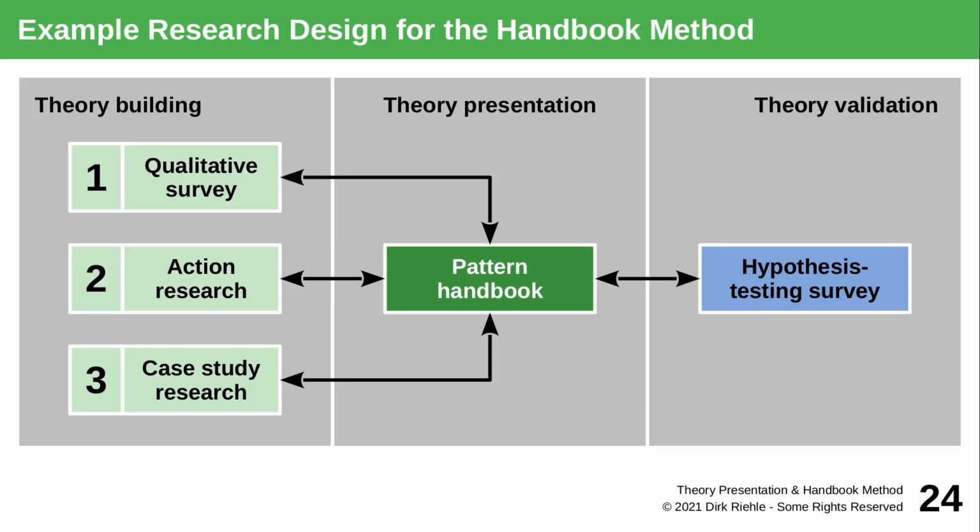We usually start with action research, because the early versions of the theory in pattern handbook form will not be that mature, will need refinement, so it needs the researcher to be there and help interpret it properly. Action research, of course, also generates new empirical data, which feeds back into the development of the theory in pattern handbook form, which then, as it matures, is moved into case study research, where the researcher is more hands-off, hopes or expects that the pattern handbook speaks for itself and can be given to people, where the researcher does not have to intervene any longer, so they become more passive and just observe.